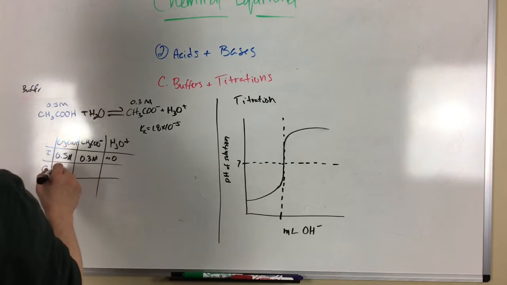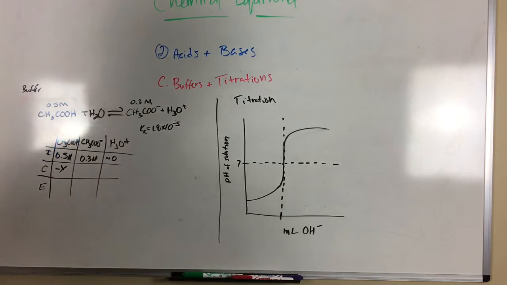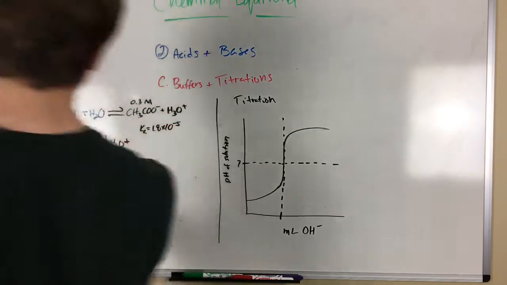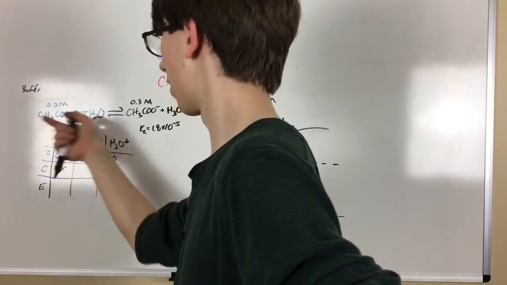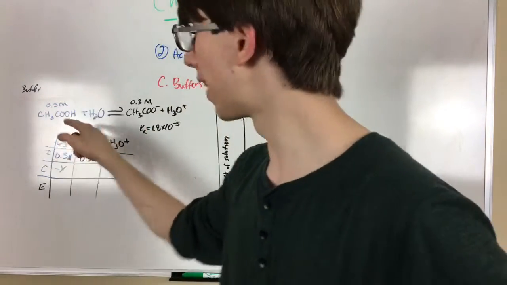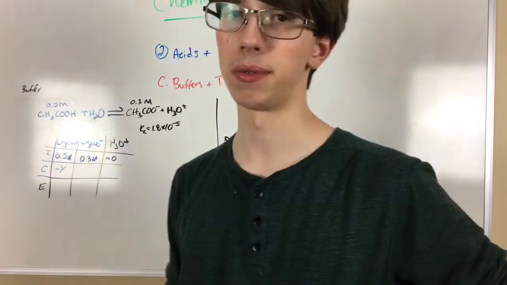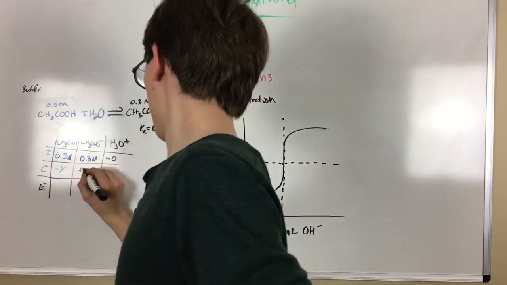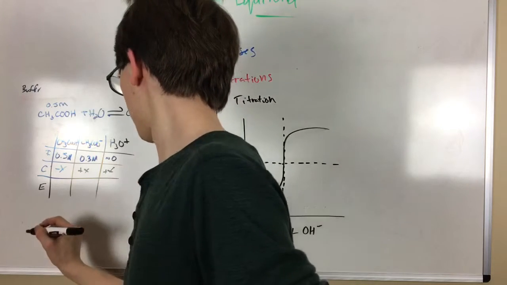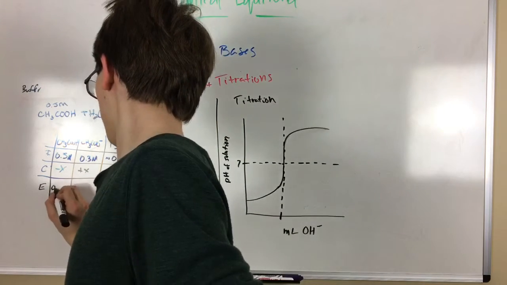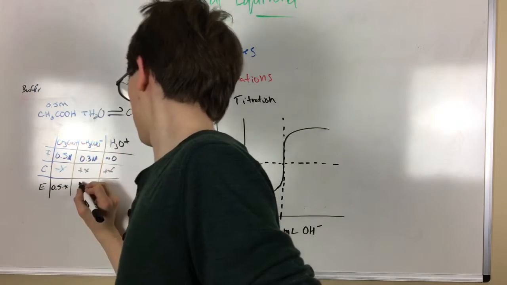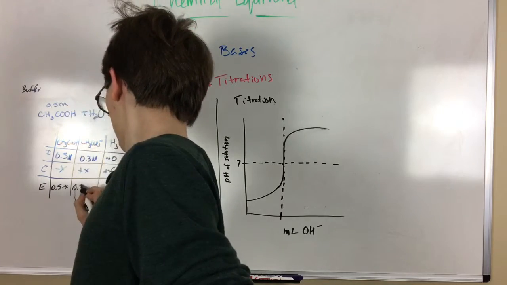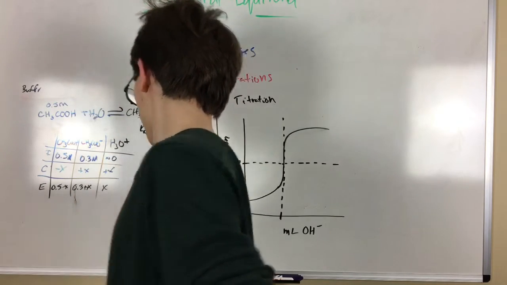And so the change is going to be minus x from the acid, because this is the direction of the reaction. We have the acetic acid plus water first, which means that it's the reactants, meaning that we have to subtract from the reactants, because we always subtract from the reactants in the direction of the reaction. And then add x, and then our equilibrium concentrations: 0.5 minus x, x plus 0.3, and x.